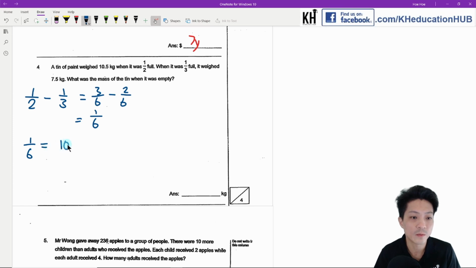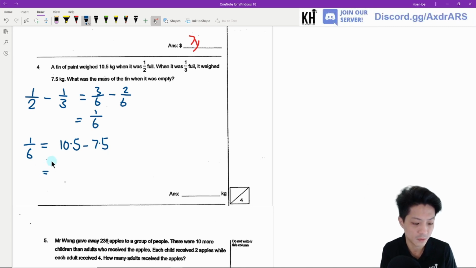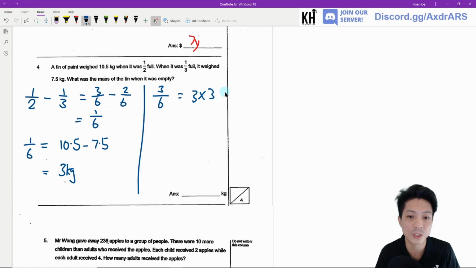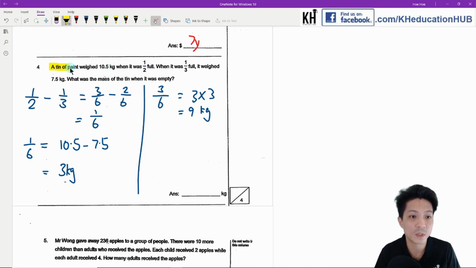So this 1/6 is equal to 10.5 minus 7.5 kg, which is equal to 3 kg. Now I'm gonna change it to 3 out of 6. 3 out of 6 is equals to 3 times 3, which is 9 kg. So look at this sentence over here. A tin of paint weighs 10.5 kg when it is half filled. So over here, when it is half, it is 9 kg.